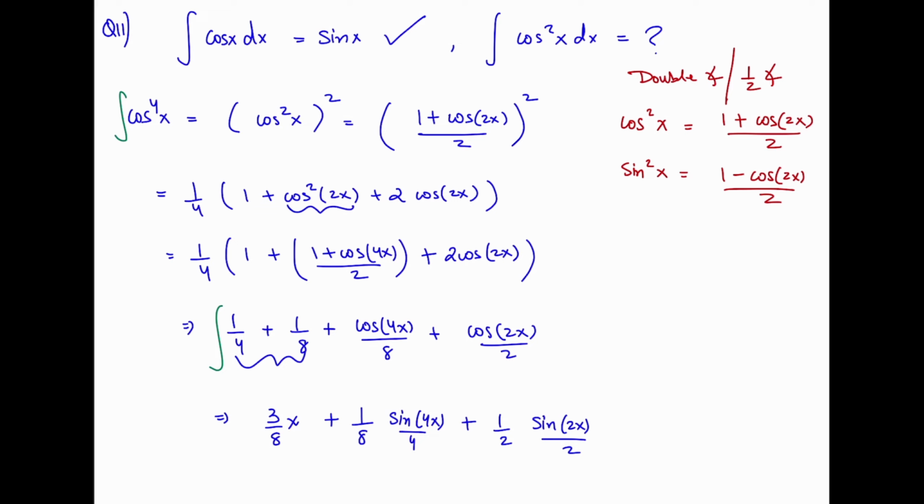And now my original question had to be evaluated of cos of 4 from 0 to pi. So if I want to evaluate from 0 to pi, this will be 3 pi over 8. And when you plug in sine of 4 pi and 2 pi, they're going to be 0. Okay? So rest is going to be 0 plus 0. Minus when you plug in 0, everything will be 0. So the answer to my particular version is 3 pi over 8. Yours might be different, and that's how it is.